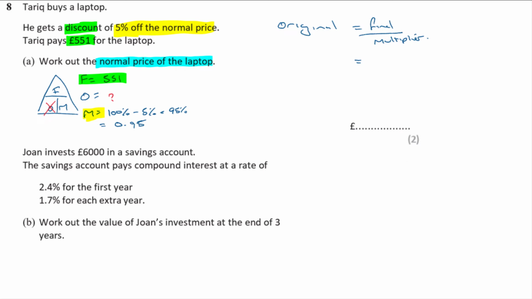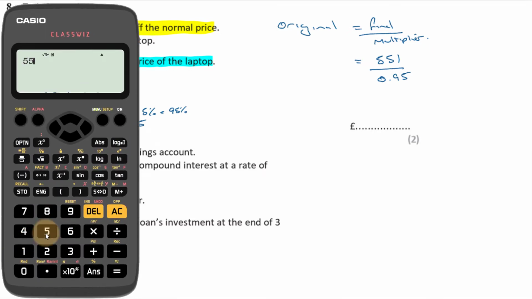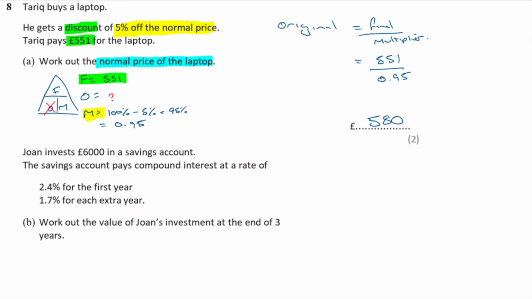Okay, so the final was 551, the multiplier is 0.95, so then tapping that into the calculator, 551 divided by 0.95, that comes out to be £580, so that was the original price. Okay, again, just think, does my answer make sense? He goes to a shop, he pays £551 in the sale, so you're expecting the normal price to be more, aren't you? And it is, okay?